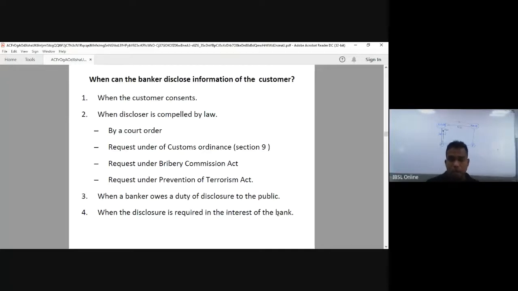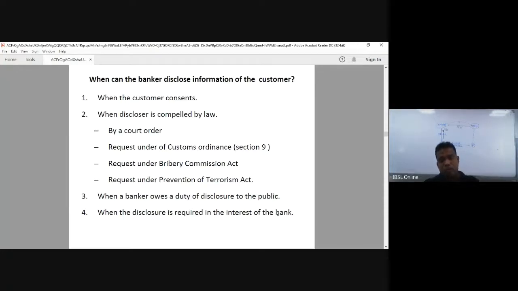That is number four. There's no consent from the customer, there's no legal bar or court order to divulge information, and it is not a public interest situation, but the bank has a right to disclose the information of the customer for the interest of the bank. So what is that situation?